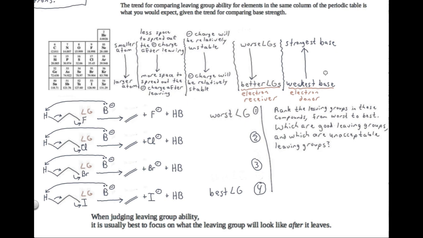In fact, if you look at your textbook's explanation for why large atoms are better leaving groups, many textbooks might just say that large atoms are better leaving groups because they're weaker bases. Many textbooks simply say that the weaker the base, the better the leaving group. To me, it seems clearer to say that large atoms are good leaving groups for the same reason that large atoms are weak bases, which is that large atoms have more space to spread out and stabilize their negative charge.